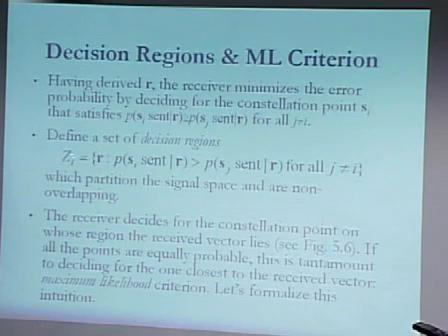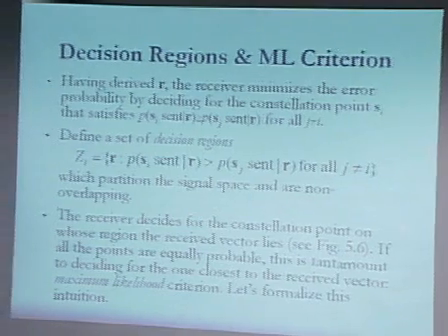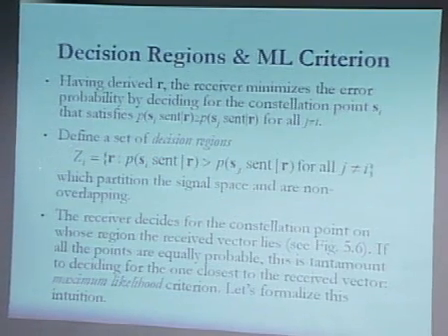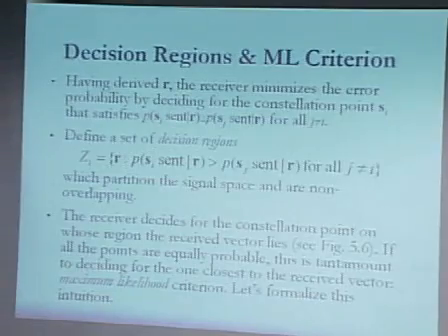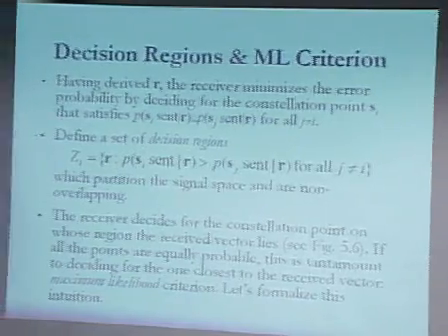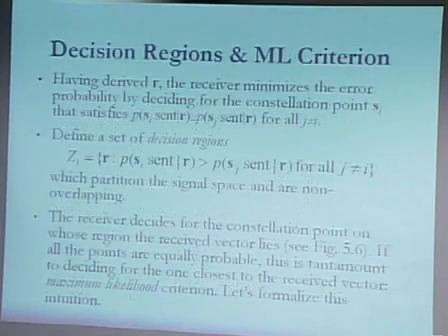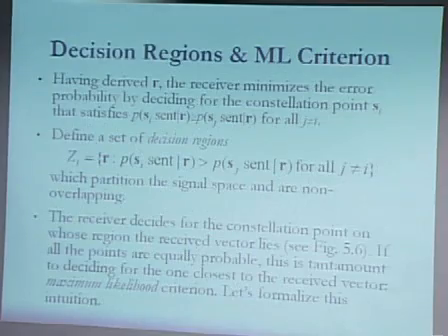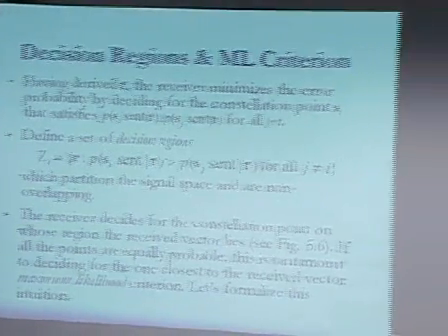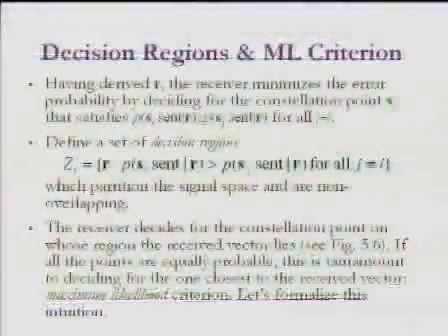It's the collection of all the points for which the ith constellation point has the largest probability of having been sent. That's Z sub i. And then if we receive a point that falls in this region, we're going to say that S sub i was the point that was sent. So maybe we can do a picture. Maybe just make up a constellation.